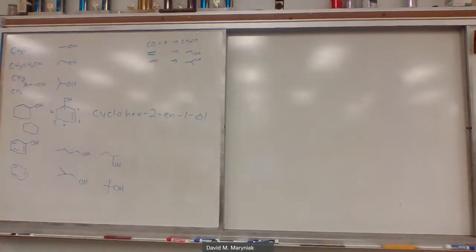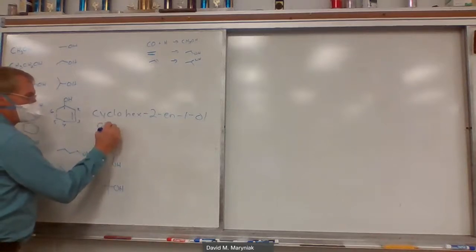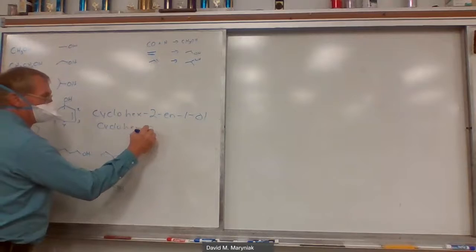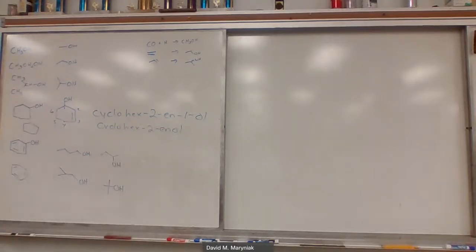And again, if it's a 1, do you have to put the 1-ol or could you? Cyclohexene 2-ol. Cyclohex-2-ene-ol. Could also just say cyclohex-2-en-1-ol. So when you do it like that, does the 2 go with the -ene or the -ol? The -ene.